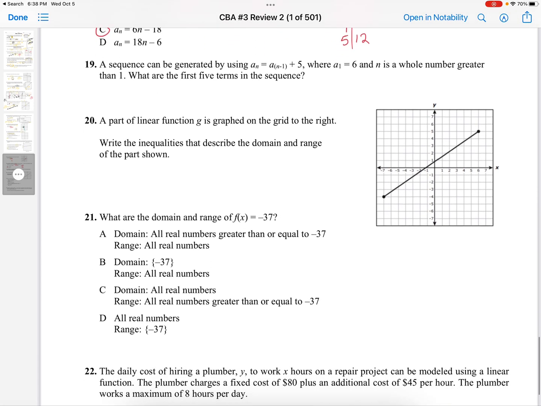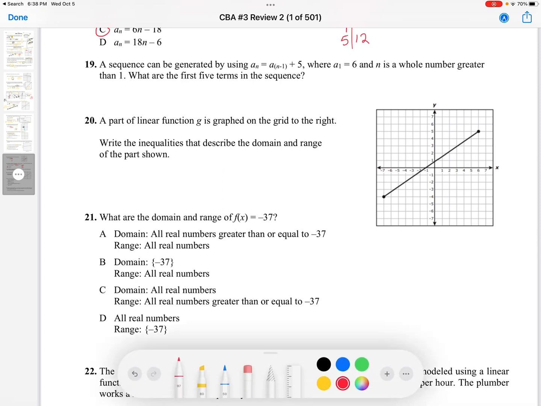For 19, it says a sequence can be generated by using a sub n equals a sub n minus 1 plus 5, where a1 equals 6. What are the first 5 terms in the sequence? Key thing, main idea, we want the first 5 terms of the sequence. We're already given that a1 is 6, meaning the first number in the sequence is 6. How do we get the next number? By adding 5. So this is 11. Add 5, we get 16. Add 5, we get 21. Add 5 more, and we get 26. And we've completed 19.